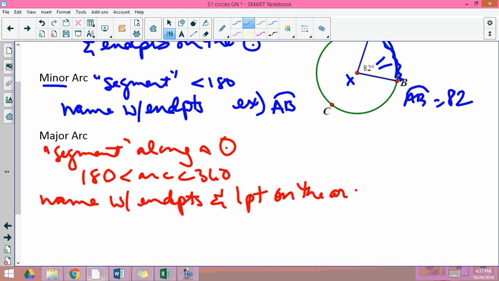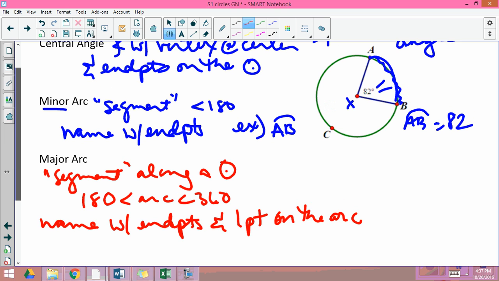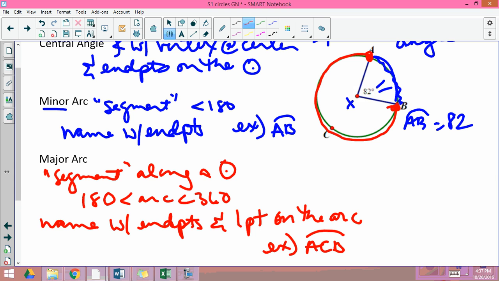And that tells us what direction to go. So for example, in the circle above, if I do this arc ACB, it tells me A and B are the ends, but I have to go through C to get there, so I know which direction to go.